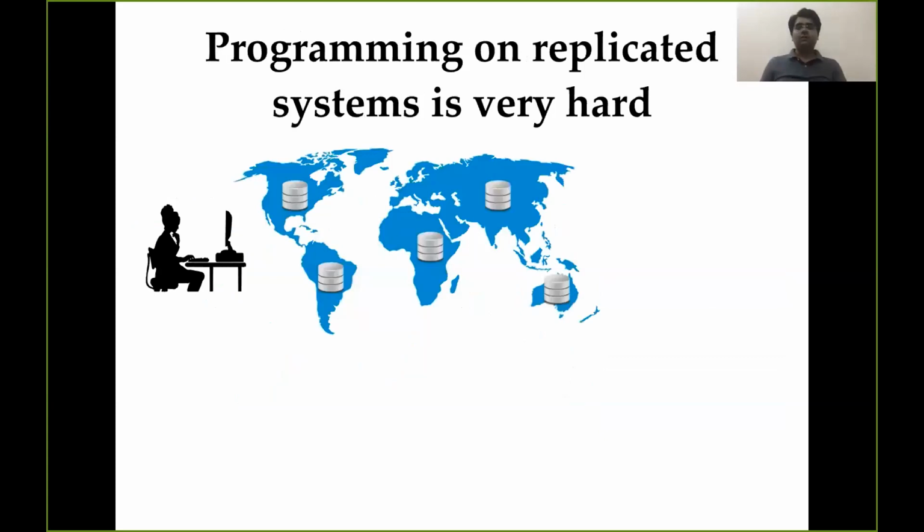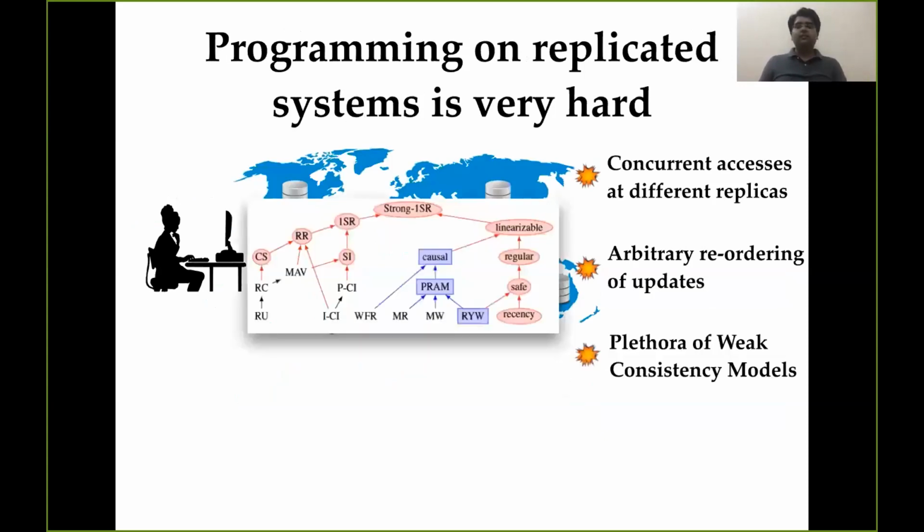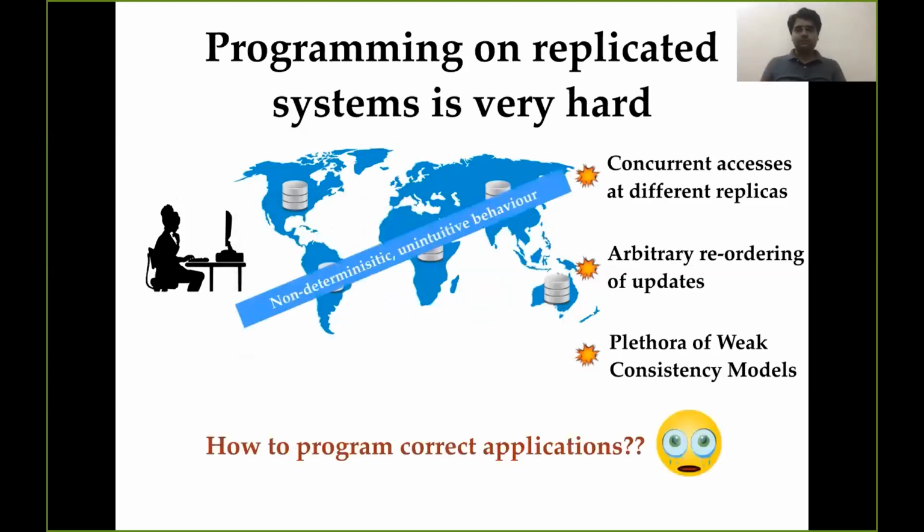The programmer has to worry about a number of factors, such as concurrent accesses to the data at different replicas. When data is transferred or copied from one replica to other replicas, due to network anomalies, updates to different data items may reach in different orders at different replicas. While consistency models are available, which can constrain this abnormal behavior to some extent, the truth is that a plethora of such consistency models are present, and it is hard for the programmer to pick the right consistency model for their applications. This makes programming on replicated systems very hard.